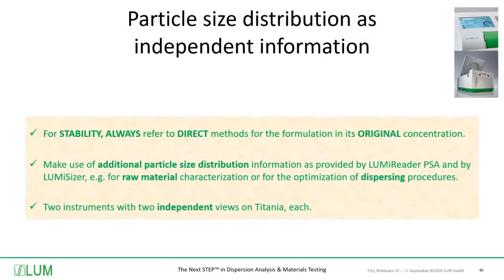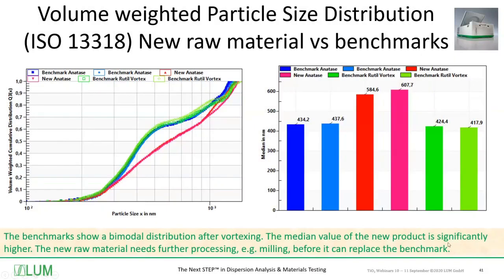These two instruments have two independent views on each titania. We have the stability look onto the titania formulation in the original concentration, and we have the particle size distribution look onto the titania under the applied particle size distribution measurement conditions. And the median value of the new product is significantly higher. We can conclude from this, before we may use the new anatase for the identical application as for the benchmarks, we need to process this raw material further. Maybe there's some additional milling required.